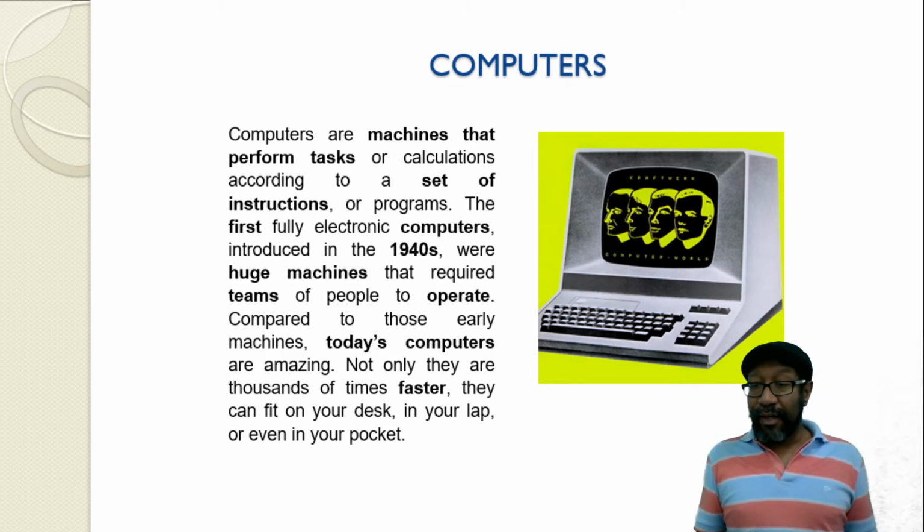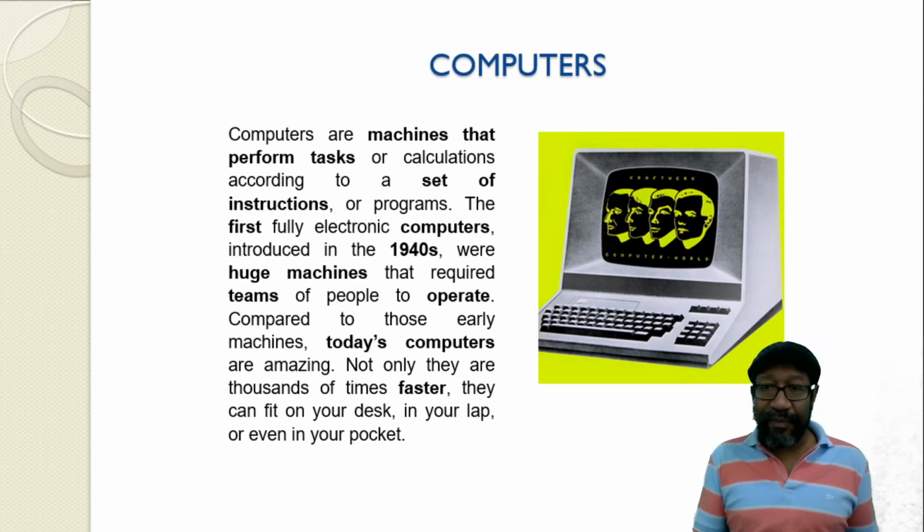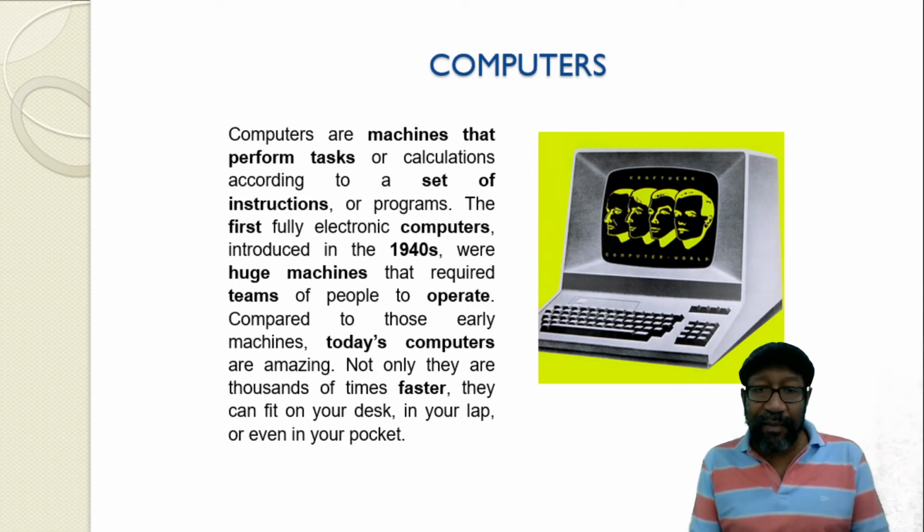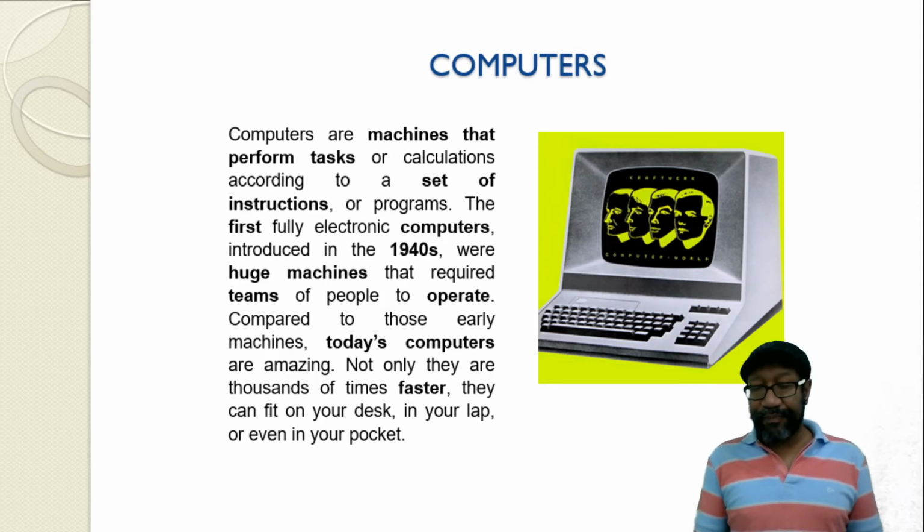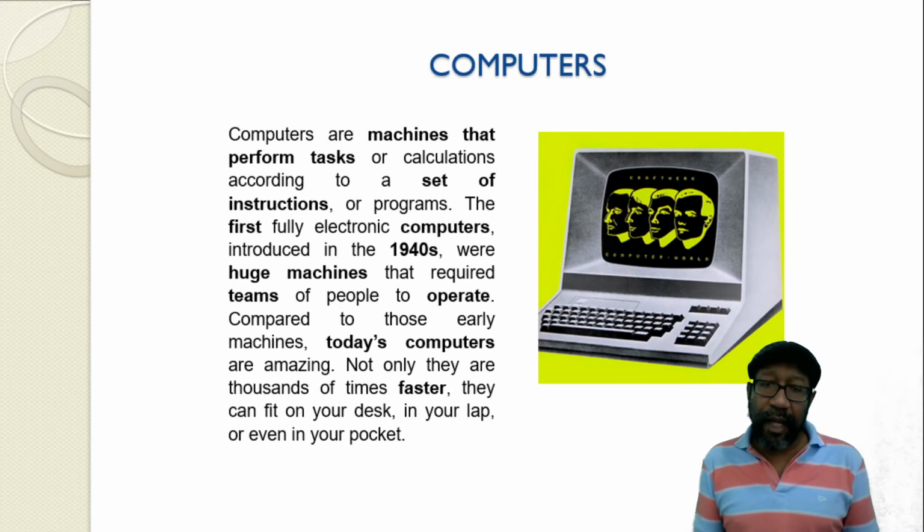So nowadays we can have a computer in our hands, you know, smartphones. They are like computers in a way, and you can operate them by yourself. You don't need anybody to help you. But in the 40s, it was necessary. They were huge machines and a lot of people were needed to operate them. But now we have nanotechnology. Everything that was bigger started to become smaller.